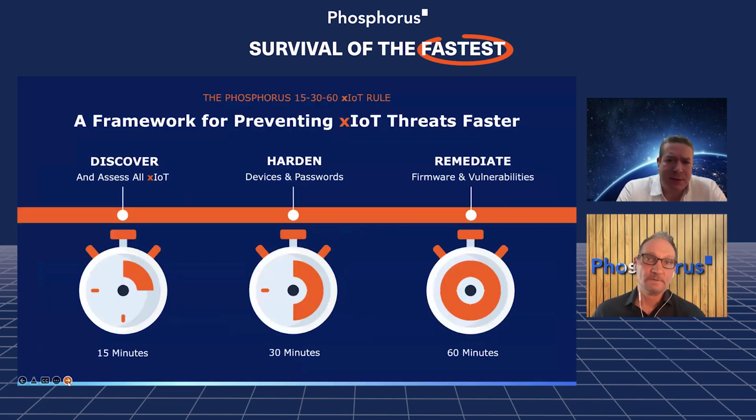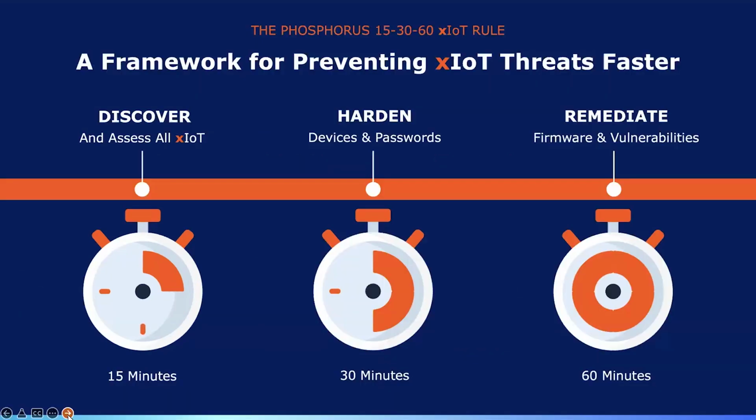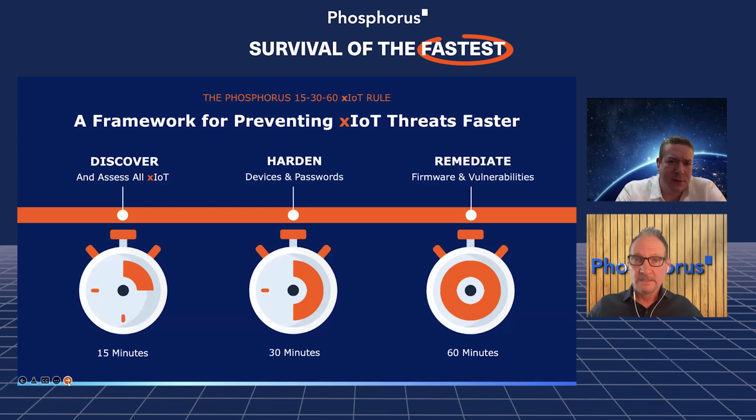Yeah, it's true. And this brings us to the framework. Why do we have this framework, what we call the 15-30-60 xIoT rule and framework? It really comes down to the fact that not only do you need to be able to fix these devices, you need to find them all, you need to assess them, but you need to do it efficiently and quickly, because this matters. We call it survival of the fastest. I mean, this makes a difference.